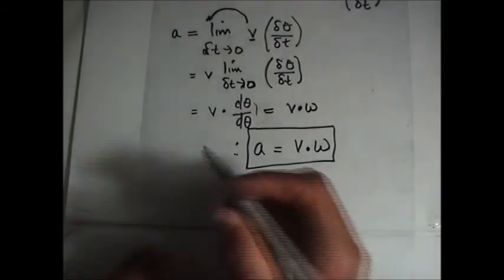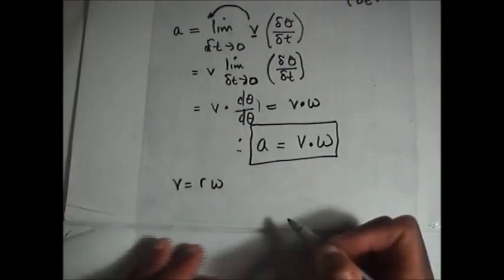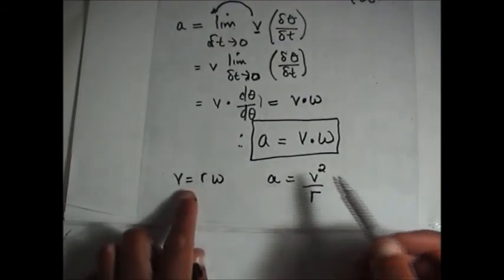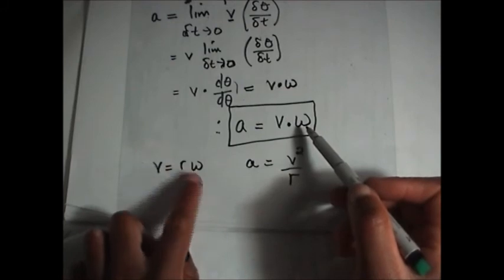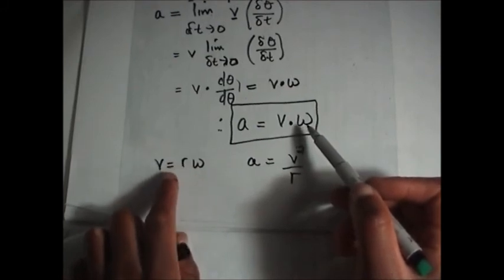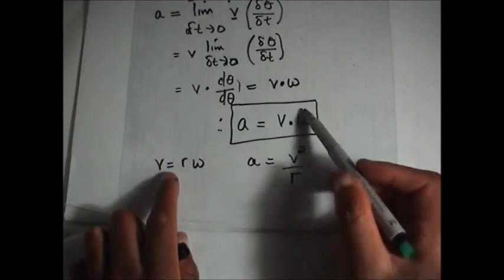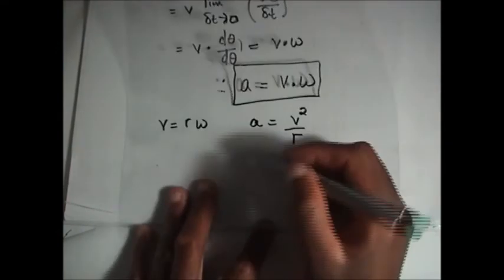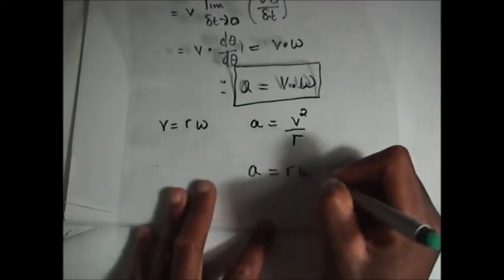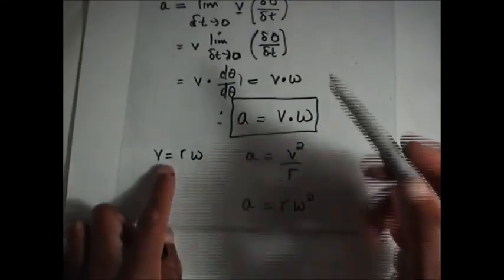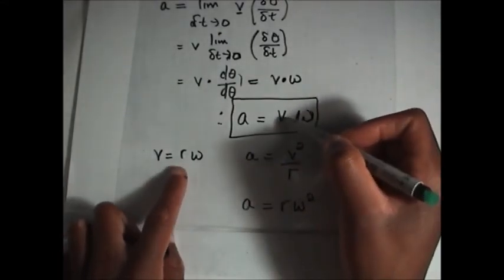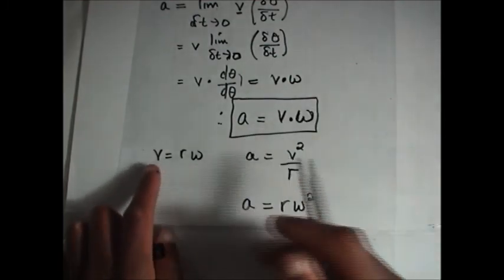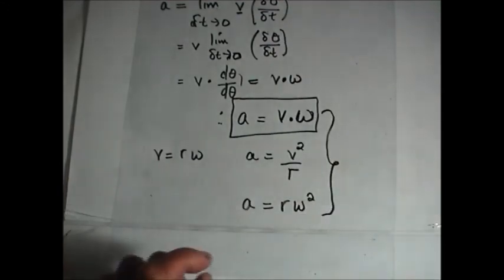Using the other equation that we had, V equals r omega, you can also prove that a equals v squared over r by replacing omega with v over r. And replacing v instead of omega, you get a equals r omega squared by the same method: r omega times omega, which is omega squared r. These formulae are very important when you're calculating acceleration.